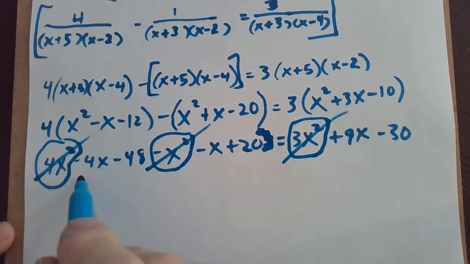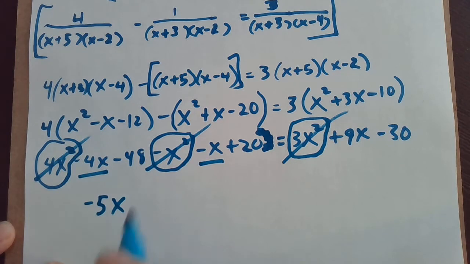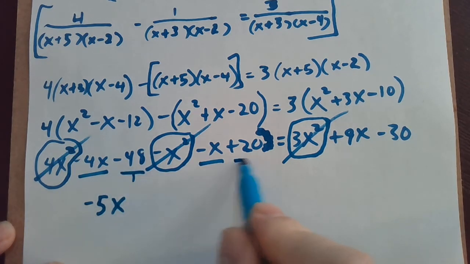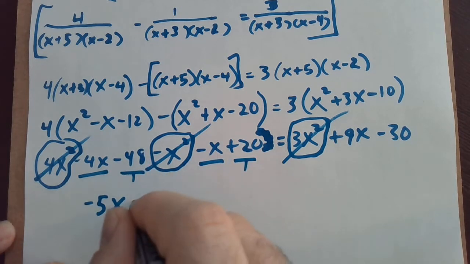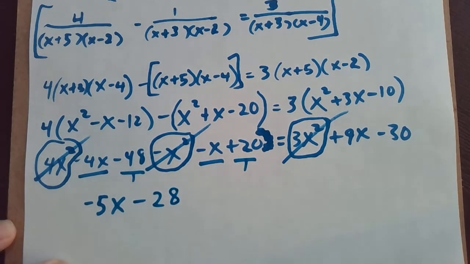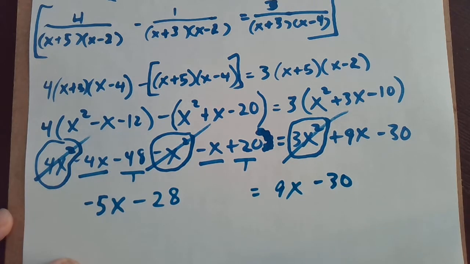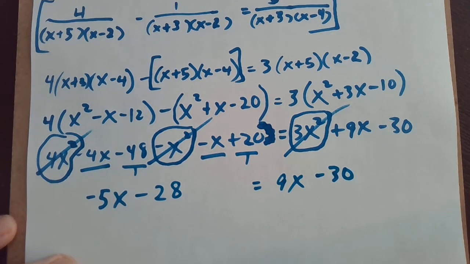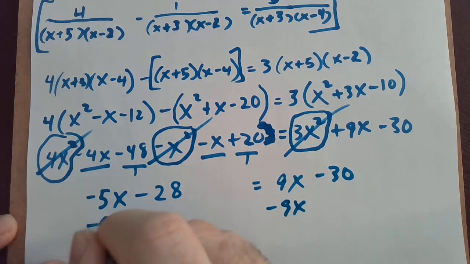This is negative 4x, and that's negative x. So that's going to give me a negative 5x when I combine them. And then this one and this one, when I add those together, negative 48 and 20 is a negative 28. So that's the left-hand side. And the right-hand side is just 9x minus 30. So I will, let's see, do I want the x's on the left or on the right? I guess I could go ahead and subtract 9x. I'll put the x's on the left.